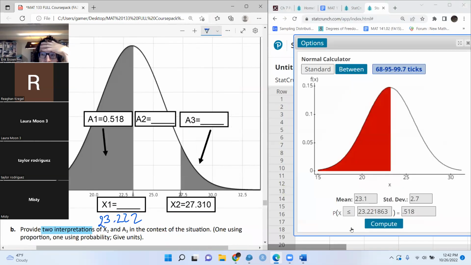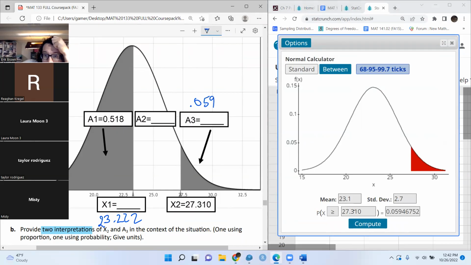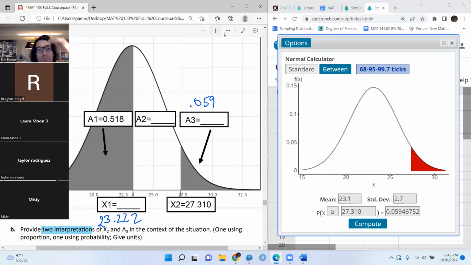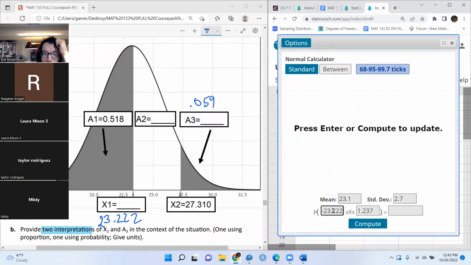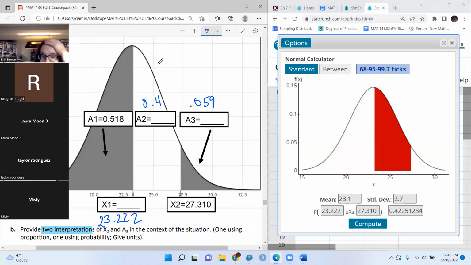Let's see what's next. I'll get that upper area because we know that z-score. So I'll do a greater than for that x value. So there's my upper area, 0.0595. Oh, we're supposed to do 3 decimal places, right? So let's just delete that last number. Then I guess I'll do between, and I'll do the 23.222 and the 27.310. Oh, well, that's not right because I have a negative there, right? So I gotta make that positive. There we go, compute. 0.423. Everyone happy?